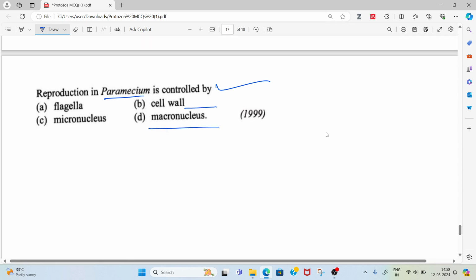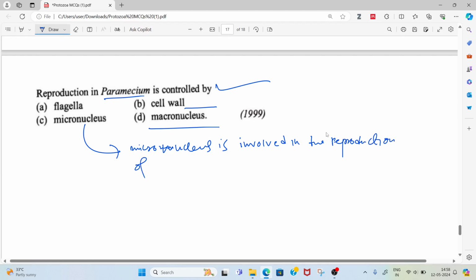Next question, reproduction in Paramecium is controlled by which of the options: flagella, micronucleus, cell wall, or macronucleus? We already know that the micronucleus is involved in the reproduction of Paramecium. So the correct answer is micronucleus.